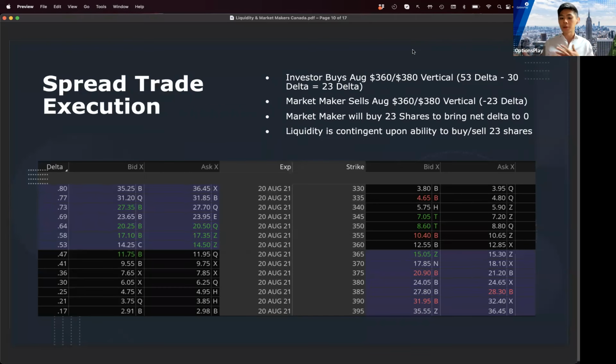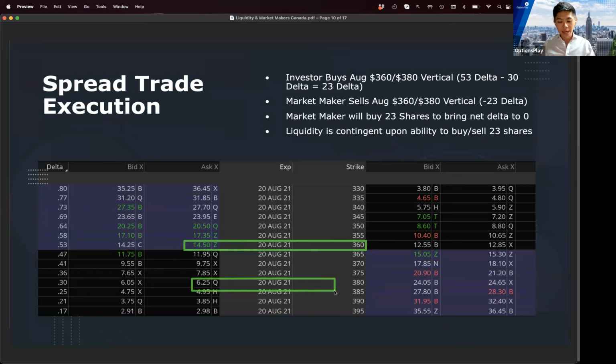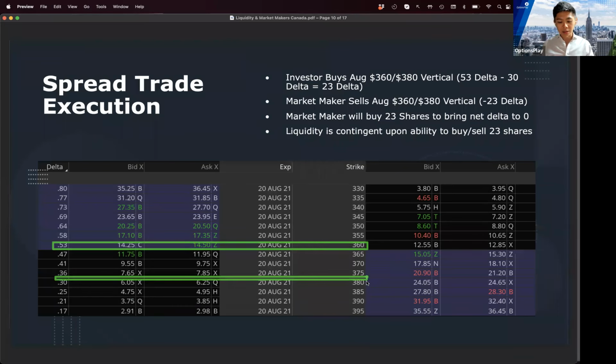Now that's a single leg. Let's talk about a multi-leg. Multi-legs are even better many times for market makers, because let's say you want to buy the 360, 380 call vertical. You want to buy the 360 and sell the 380. And let's say both of these legs have 0 open interest, 0 volume, but note how this is actually easier for the market maker to execute, even though you're trading twice the number of contracts and both of them have no open interest, because of the net delta between the two. You're long the 360, which is 53 deltas, and you're short the 380s, which is 30 deltas. So your net delta on the two positions is only 23 deltas.